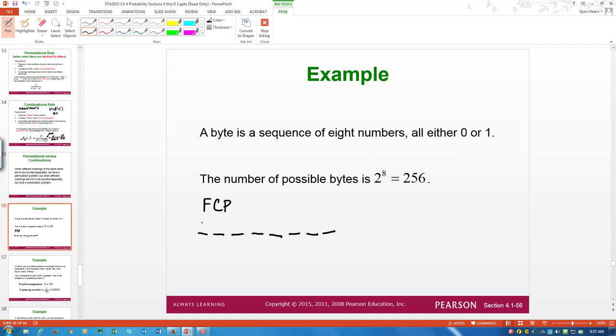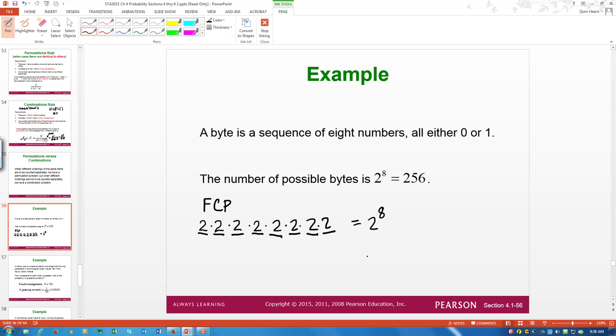2. A 0 or a 1, but also a 0 or a 1, and a 0 or a 1, and a 0 or a 1, and a 0. So we could multiply this all together, or do 2 to the 8th power. Okay. Did the order matter in this calculation?